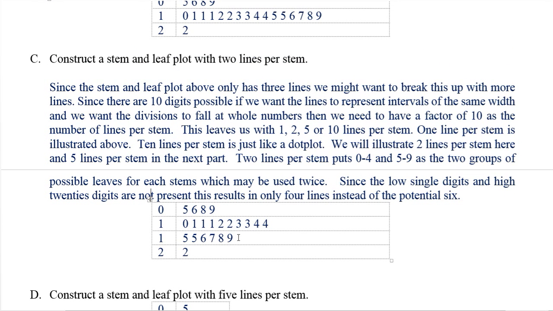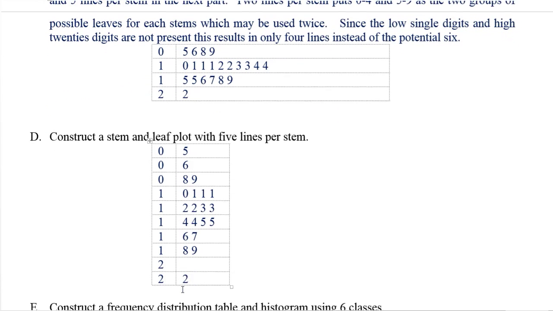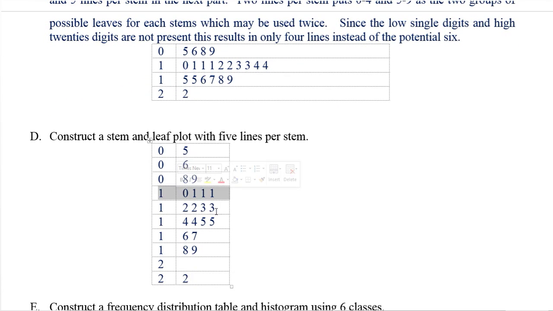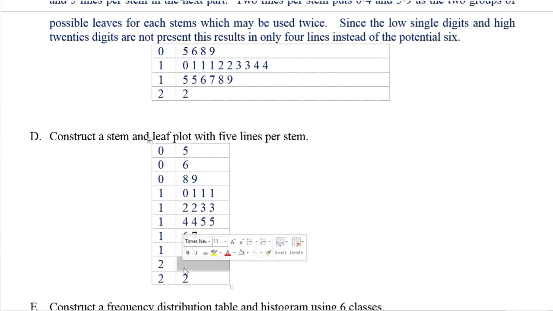Now do one with 5 lines per stem. So 0, 1 will go in 1. So look at the 1s here, 0s and 1s here, 2s and 3s here, 4s and 5s here, 6s and 7s, and 8s and 9s here. Notice we had a blank one here because there weren't any 0 1s there. That sometimes happens when you're doing a stem and leaf plot. Sometimes it will show the gaps.